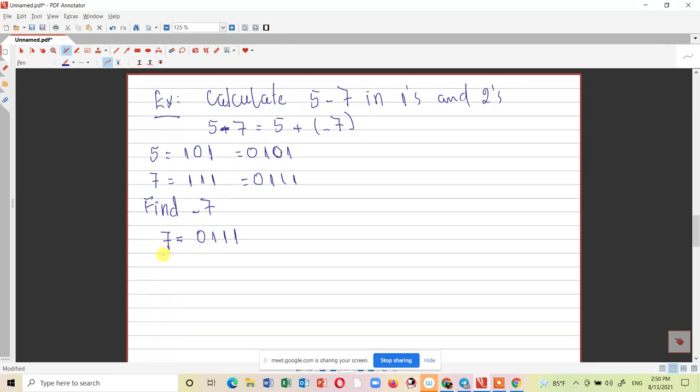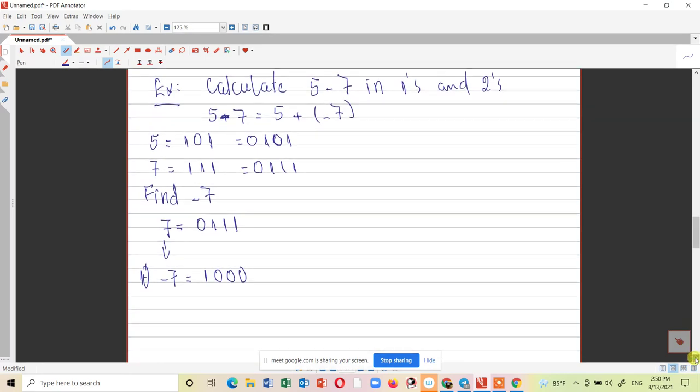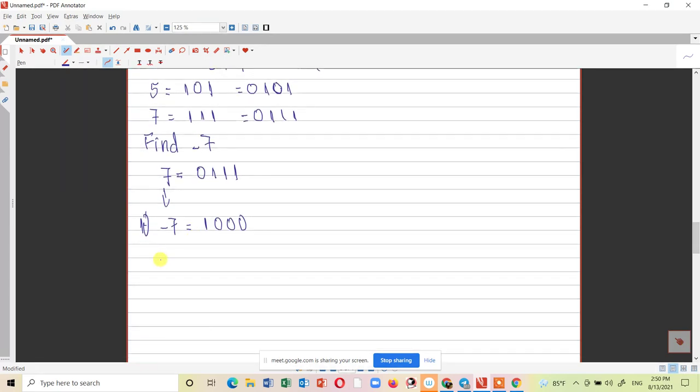And from binary to first, and minus 7, yeah, I write minus 7. So minus 7 is equal, we flip this one, 1, 0, 0, and 0. So we just write how we write 5, this one in decimal, in 1 complement, this one in 1 complement, this is in 2 complement.